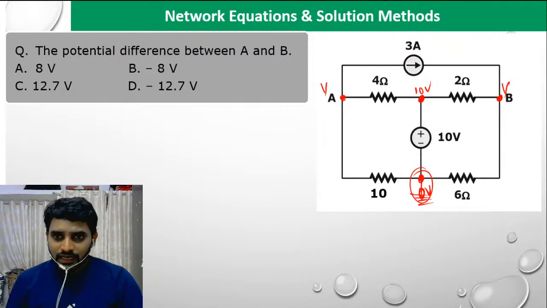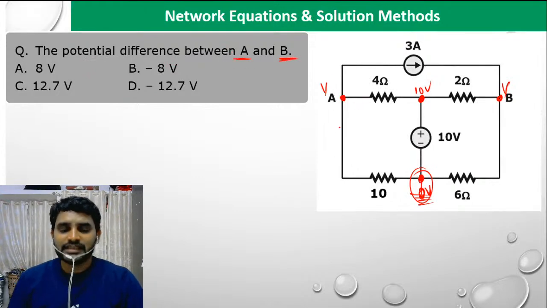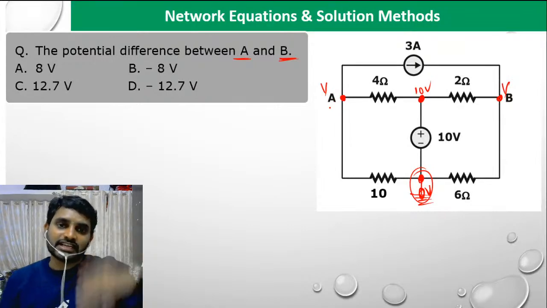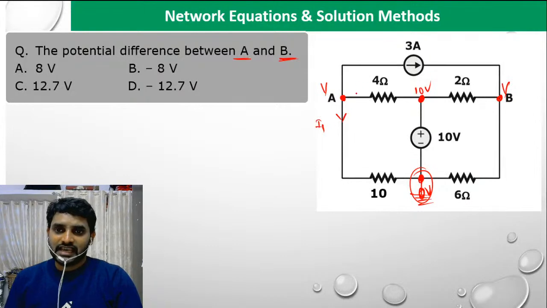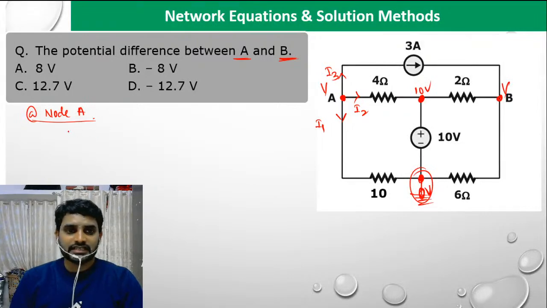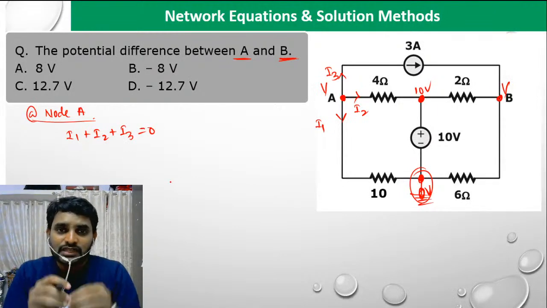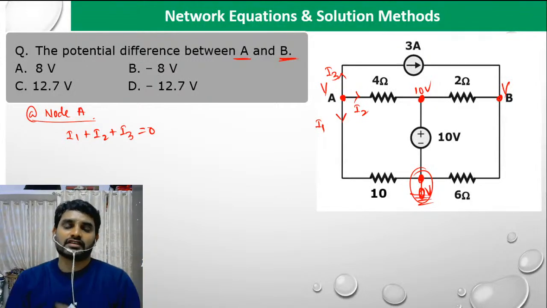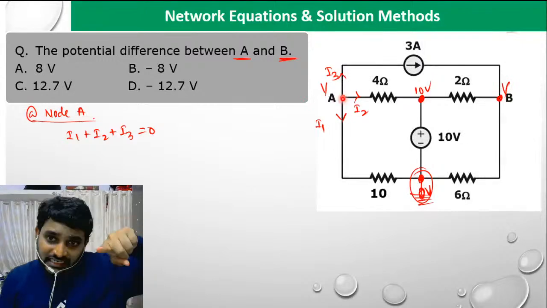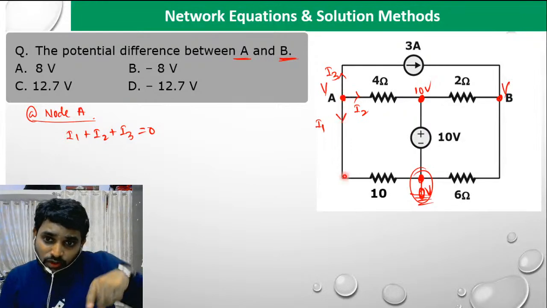Now, he is asking for the potential difference between VA and VB. So let me calculate VA and let me calculate VB. To calculate individual voltages, apply KCL first, then convert into Ohm's law. I am marking the currents as I1, I2, I3. So at node A, I am writing I1 plus I2 plus I3 equals 0. Remember, whenever you write a node equation, you assume that the node voltage is greater than any other voltage in the network. Only then can you draw the currents, or represent the currents, leaving from that node to the lesser potentials.